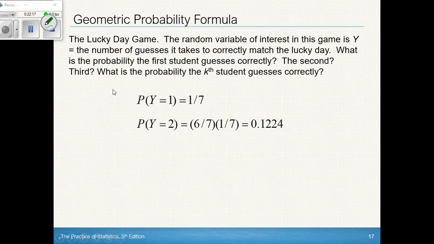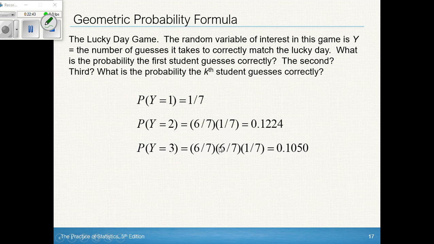This is going to be a little confusing. Let me say this differently. You're going to guess a day. There's a 1/7 chance that the first person to guess it gets it right. The probability that it takes 2 tries for somebody to get it right means the first student was wrong and the next student was right.